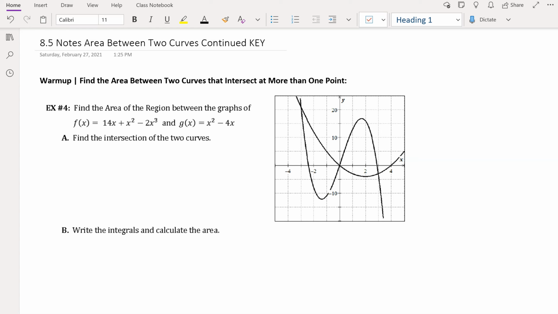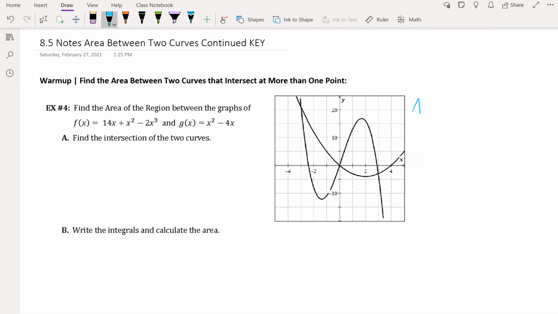All right, so I would love for you to put a rough sketch of this graph in your notes. Remember, a rough sketch means a very quick sketch. And then we're going to figure out where these graphs intersect, and we're going to shade the region that we're trying to find. So this question says, find the area of the region between the graphs of f of x equals this function and g of x equals this function. Before we find that area, I want you to pause the video, write the question in your notes, and draw a quick sketch of the graph. That way you have everything you need to move on.